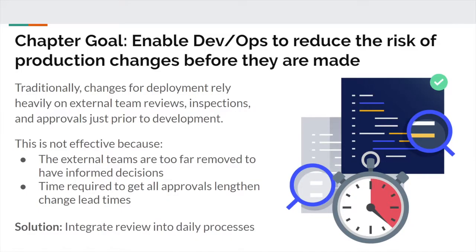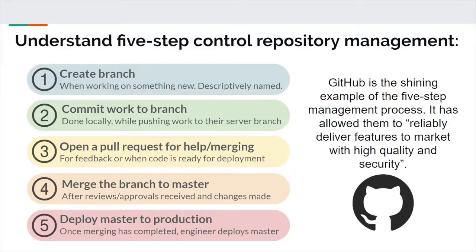So the goal of this chapter is to enable DevOps to reduce the risk of production changes before they are made. Traditionally, changes for development rely heavily on external team reviews, inspections, and approvals just prior to deployment. This is not effective because the external teams are too far removed to make informed decisions, and the time required to get all approvals lengthens change lead times. The solution is to integrate review into daily processes.